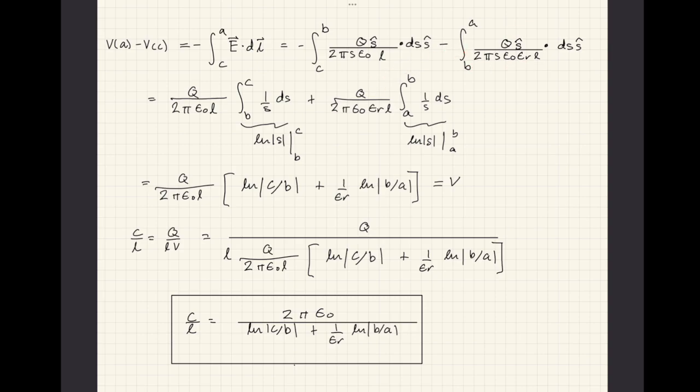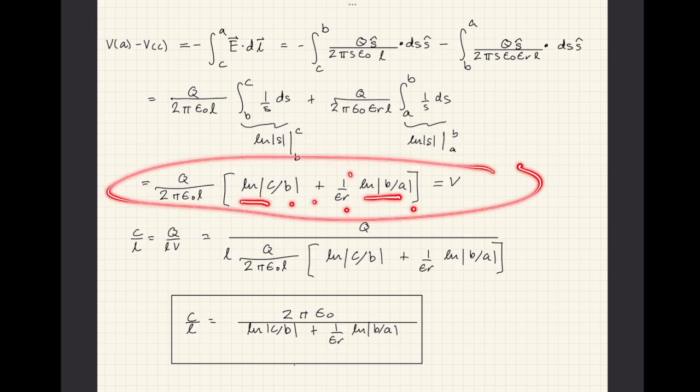And we're left with the integral of 1 over s, which we know is just ln of s. Both integrals have Q, 2 pi epsilon naught, and L as constants, which I pulled out. And after simplifying and using properties of natural log, we're left with ln of c over b plus 1 over epsilon r times ln of b over a. And this is our potential difference V.